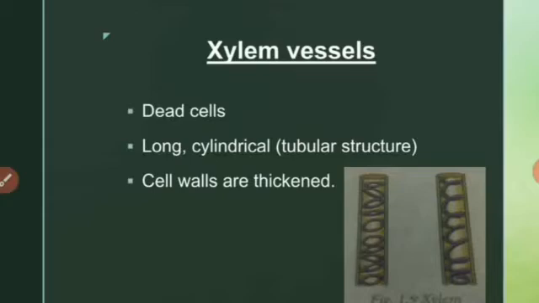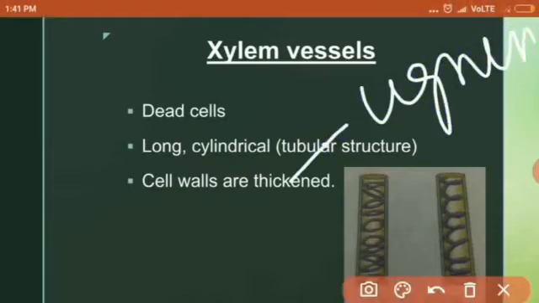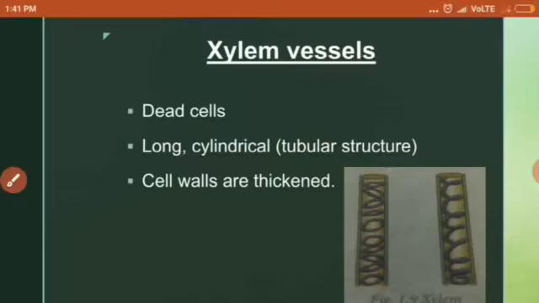When they are dead cells, during the course of their formation, these xylem vessels, when they die, their cell walls get thickened, and this thickening occurs because of deposition of lignin. It is a substance which is responsible for thickening of cell walls. It gets deposited on the walls of xylem vessels. What is the main function of xylem vessels? Its main function is transport of water and minerals upward from the roots to the leaves.